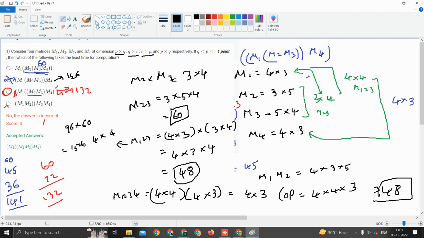The first option, which we calculated, came up to be 141. Okay, we just calculated that, Navika. The last option, the third option, came up to be 132. Okay. So shall we also calculate the last option?